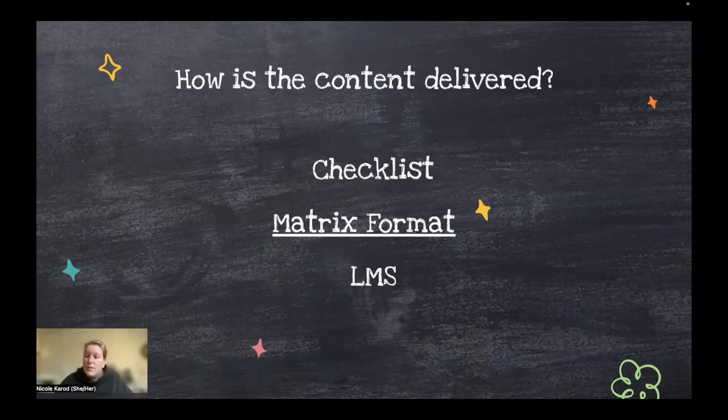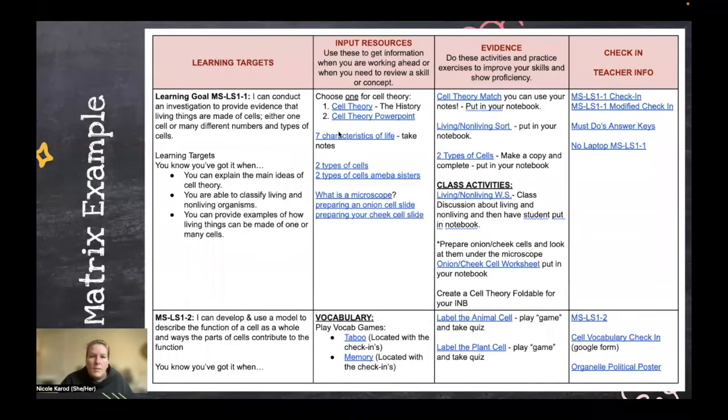That could be something that you're physically giving them, or something that you're putting in a different format. A matrix format is one that I've used in the past, where if you check this example out, you've got your learning targets and you're listing all the information that students need to know. You've got input resources. So this is the learning. This is what you need to do to learn the information. And then I want evidence. I want to know, do you know it from the stuff that you did?